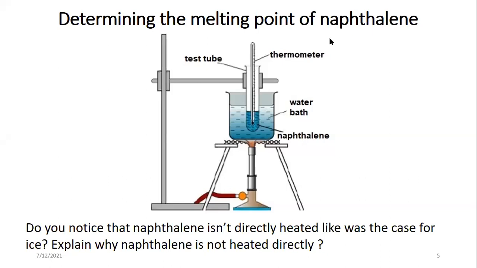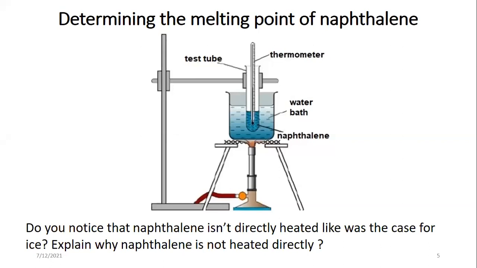And I say that the temperature will keep increasing. And at a point where the temperature is constant, that becomes our melting point of the naphthalene at a given time. So you realize that there is a difference between these two determinations, the direct heating and the indirect heating, where we have the naphthalene in the water bath. Then I asked someone to answer the question displayed on that same slide: do you notice that naphthalene isn't heated directly like was the case for ice? After noticing that difference, you tell us why you think naphthalene is not heated directly. And different girls gave different answers.